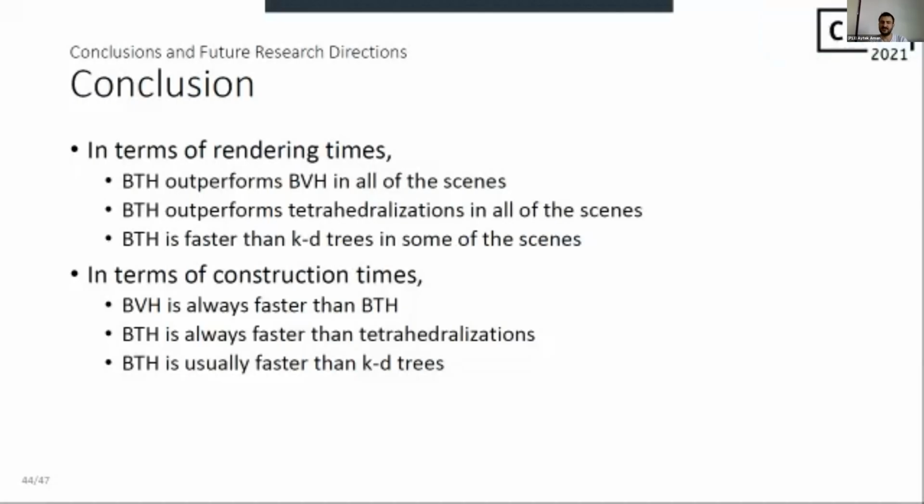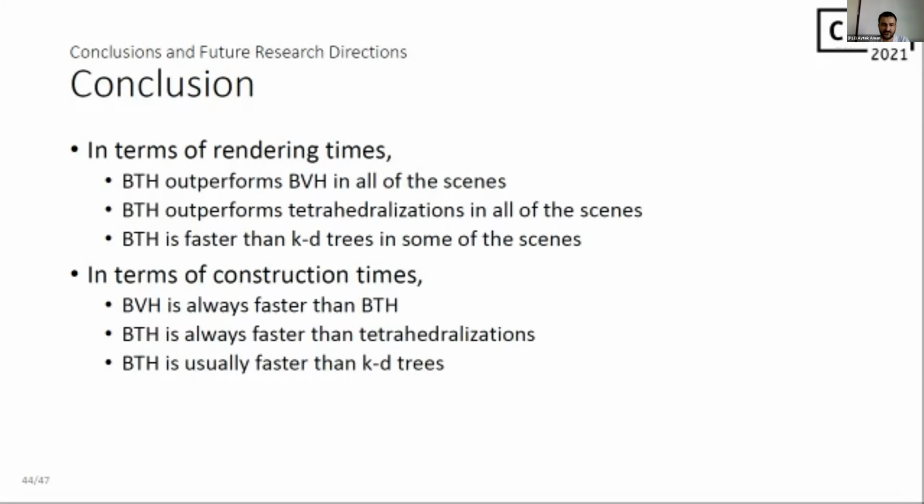In conclusion, in terms of rendering times, BTH outperforms BVH in all of the scenes. All the results are quite close. And BTH outperforms tetrahedralizations in all of the scenes. And BTH is faster than KD3 in some of the scenes. When we were doing our research, we observed that this structure can actually have advantages of both versions, combining the orthogonal strengths, and can create a better structure. So these results confirm that.